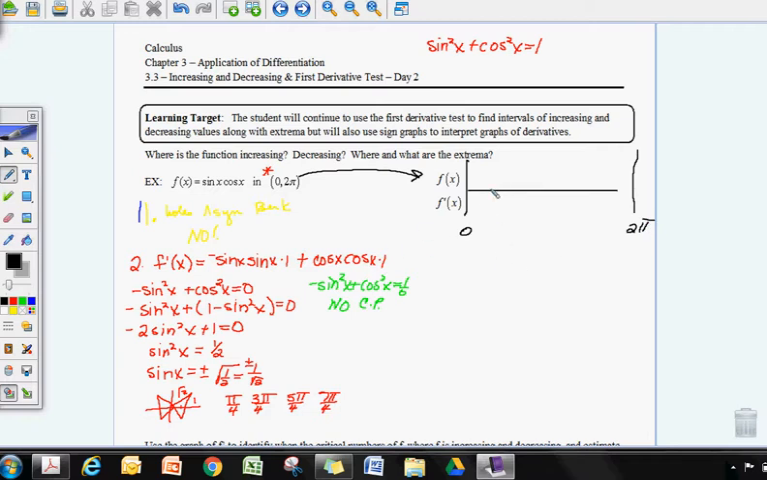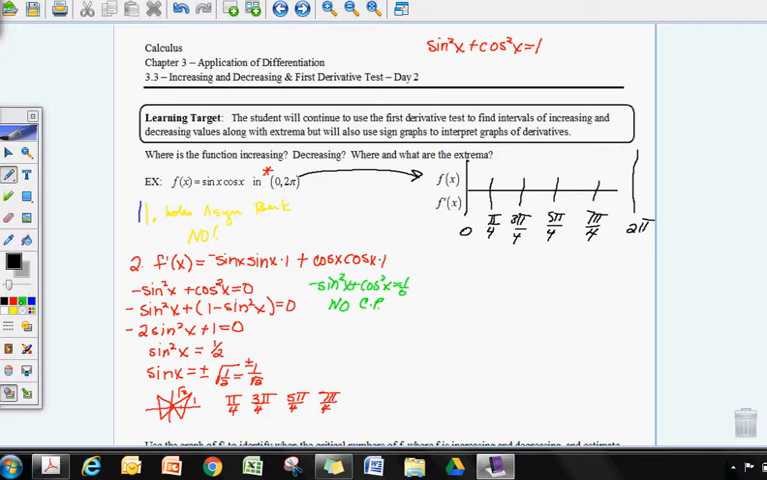I'm also going to put down all of my intervals. Now notice I'm doing this in black. Pi over 4, that's going to be a min or a max, hopefully. And 3 pi over 4 is going to either be a min or a max. And 5 pi over 4 is going to be a min or a max. And 7 pi over 4 is going to be a min or a max.